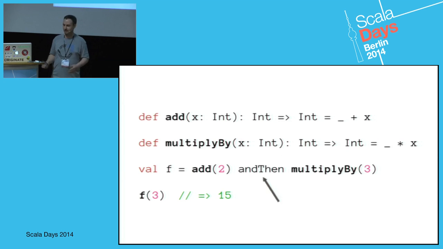And then a really cool thing about unary functions is they can be composed with this andThen method. So andThen actually does exactly what it sounds like. It creates a new function that applies the first function and then applies the second function to its result. So I really love how this reads, like add 2 and then multiply by 3. It says exactly what it does. So we apply this to an argument, it does that. It adds 2 to get 5 and then multiplies by 3 to get 15.